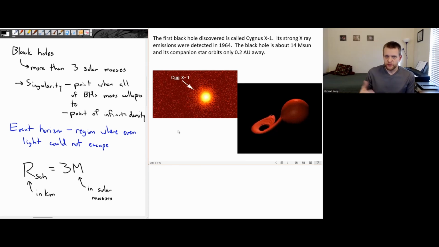A little bit of history stuff. The first black hole discovered is Cygnus X1. And again, we detected it by its really, really strong X-ray emissions in 1964. This black hole is somewhere between, I think, 8 to 16 solar masses, and it's got this companion star that's orbiting around it. It's accreting material, and that material in that accretion disk heats up and gives off lots of X-rays. So this is an actual X-ray image of the system. This is a computer simulation of what that accreting material might actually look like. So yeah, that bright X-ray source is the accretion disk around the event horizon of that black hole.